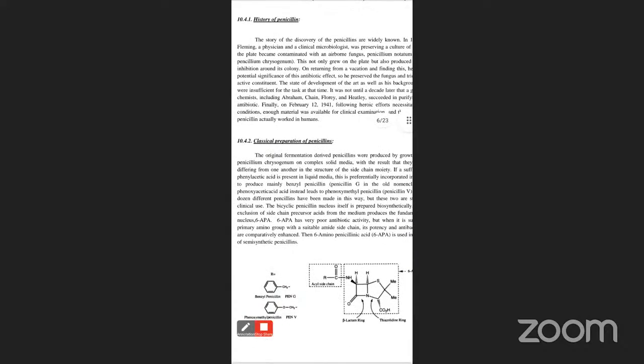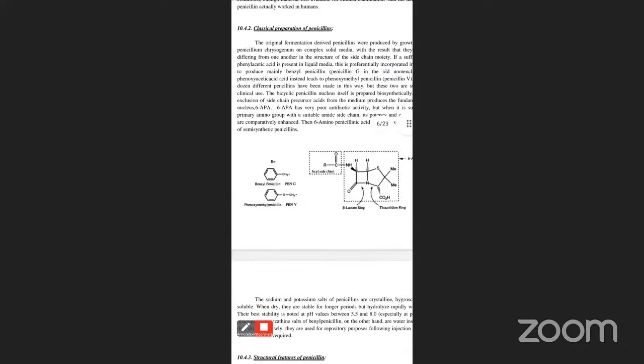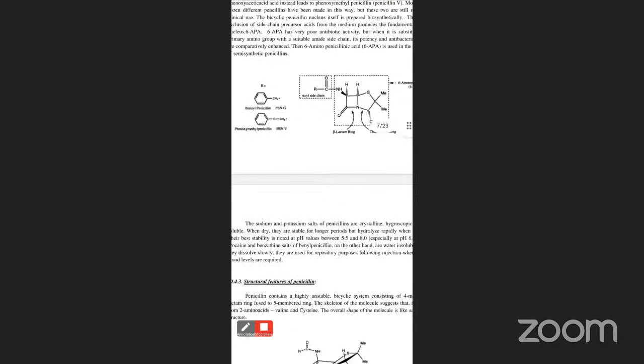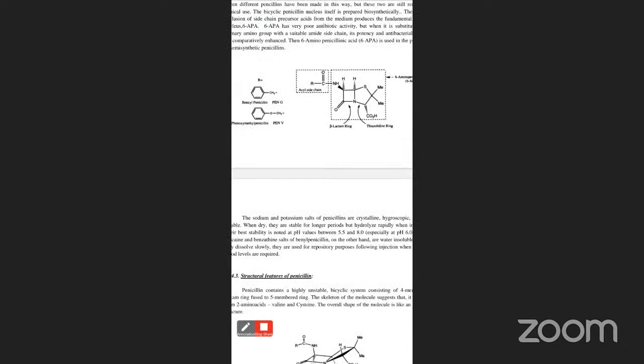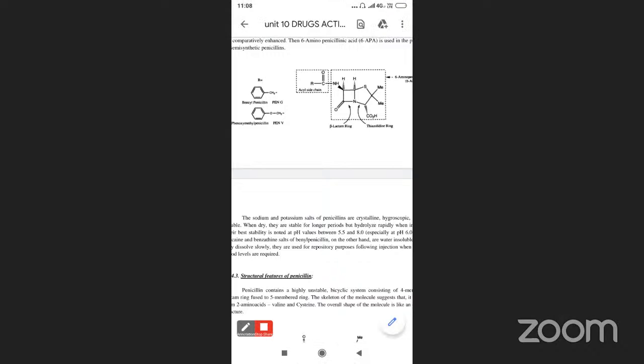Next, classical preparation of the penicillins. Penicillin has various types. The main core structure of penicillin has the beta lactam ring, which we call the pharmacophore. What is the pharmacophore here?